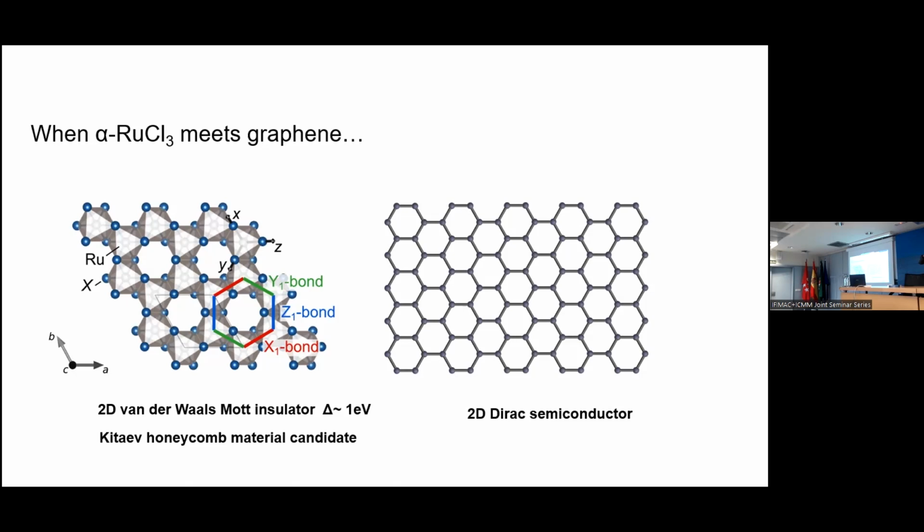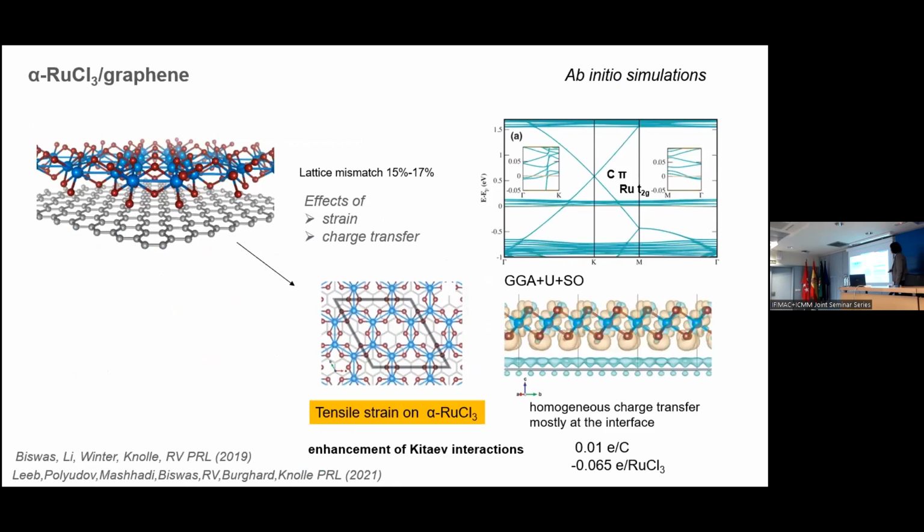So in ab initio, you can do these simulations by doing supercells of these slabs, and then you let the system relax and you analyze what kind of effects of strains and charge transfer you have. One of the things that happen in this system is that there is a charge transfer. You can see it here.